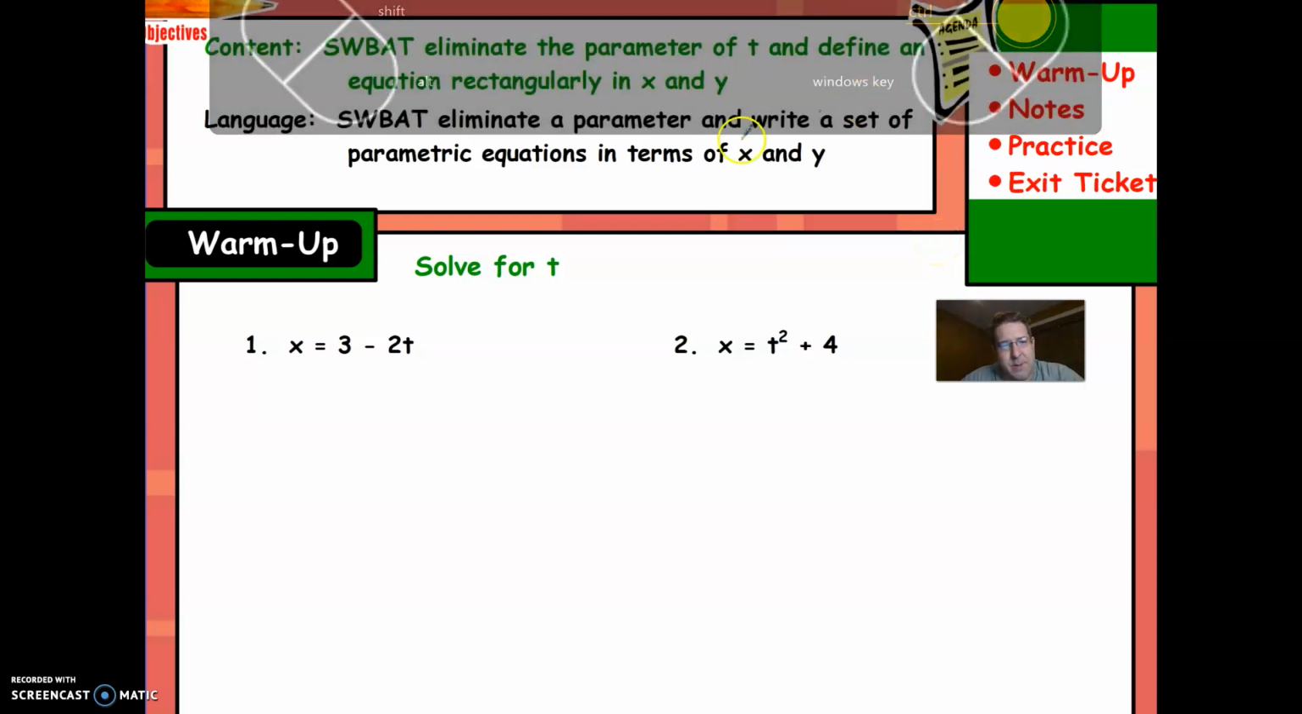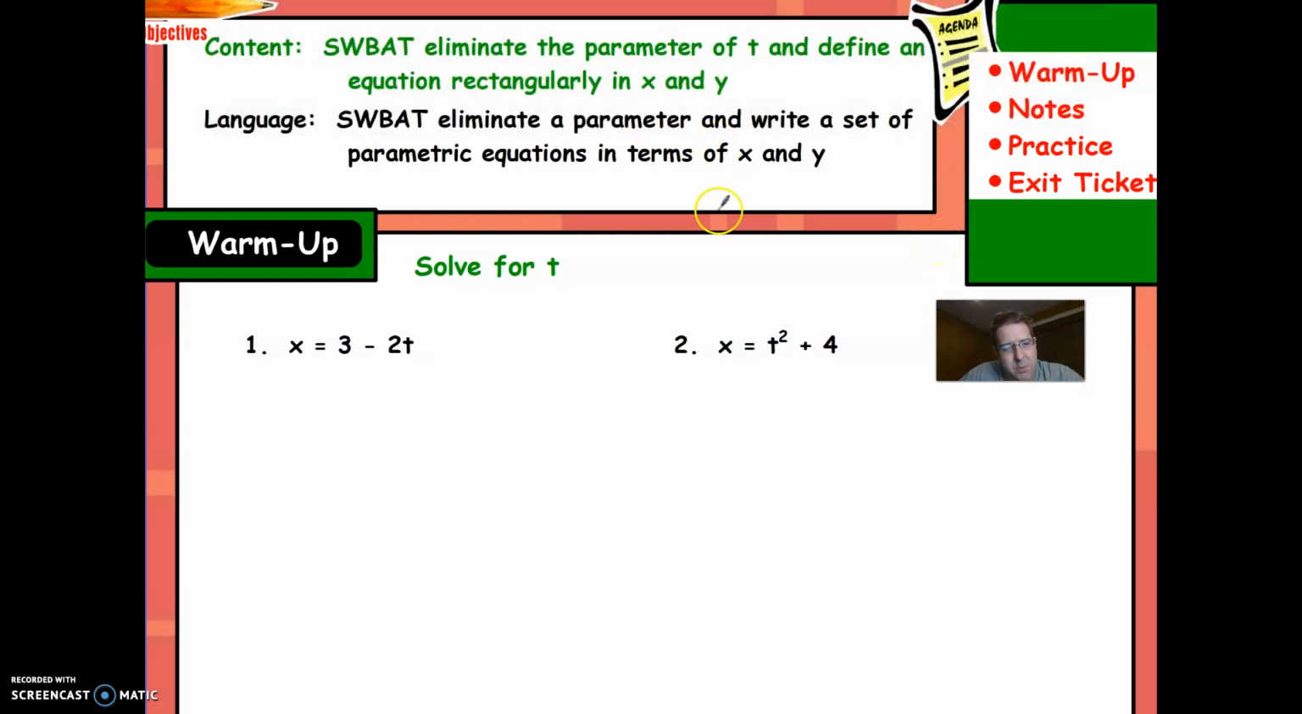This is Unit 4, Topic 2, Lesson number 2. So we are going to be eliminating one of the parameters in parametric equations. We're going to start off with just some literal equations, something you learned back in Algebra 1.